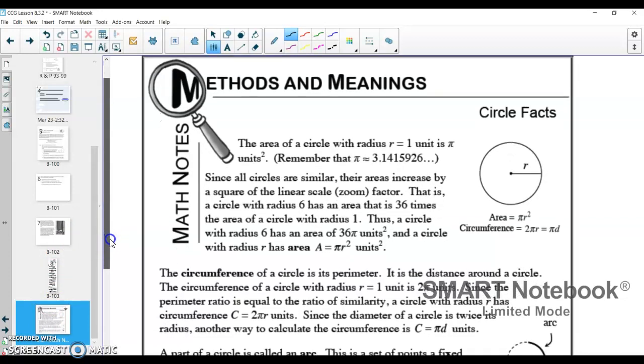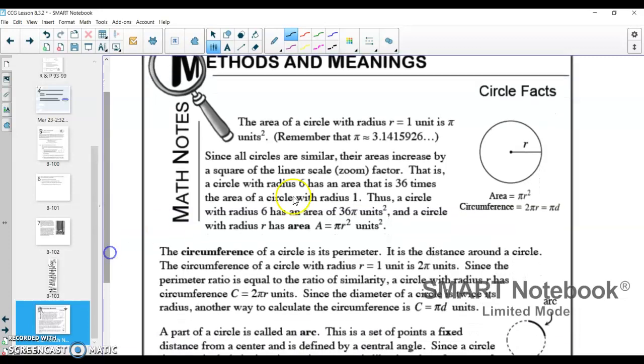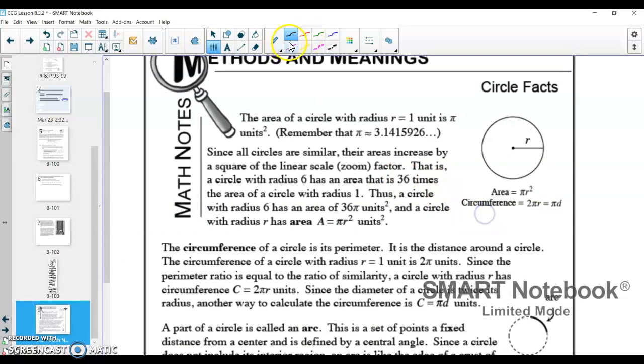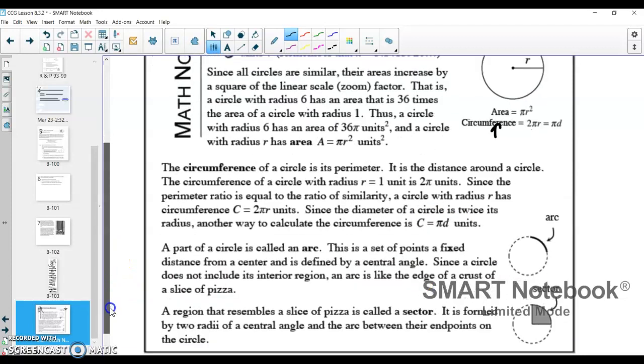It does have all the equations. It has the area equation. It has the circumference equation. Talks about how there are 2 different circumference equations, one with radius, one with diameter. That is right here. It talks about what it means to be an arc and what it means to be a sector.